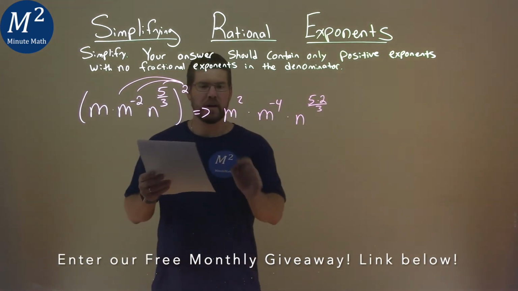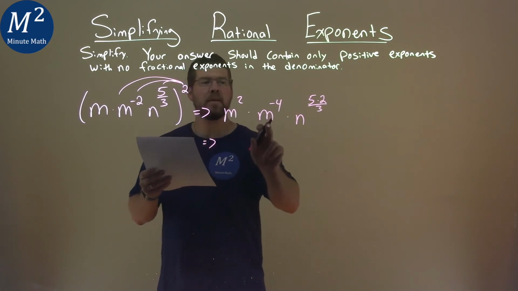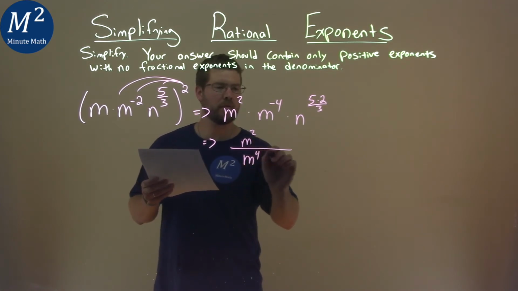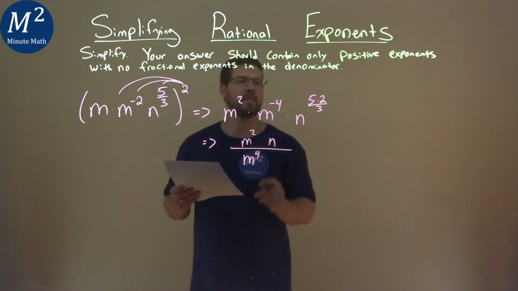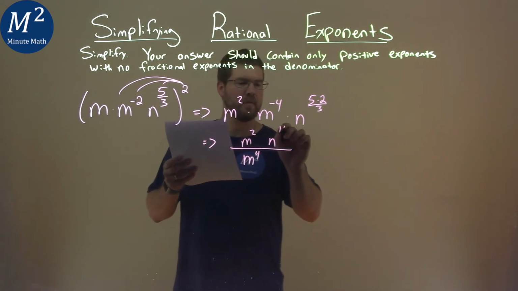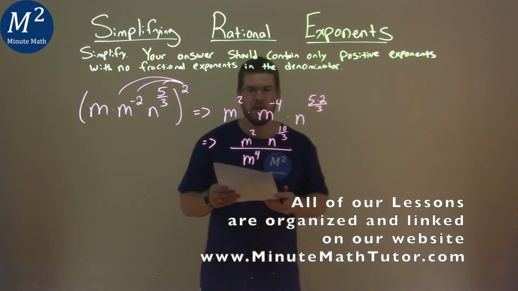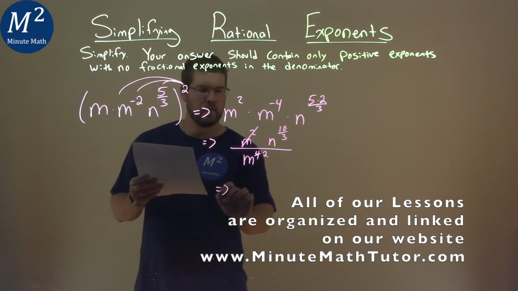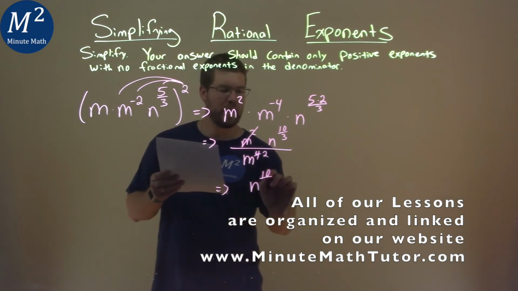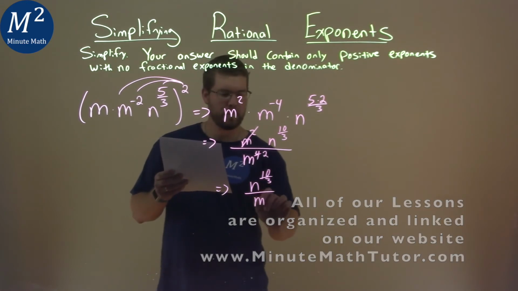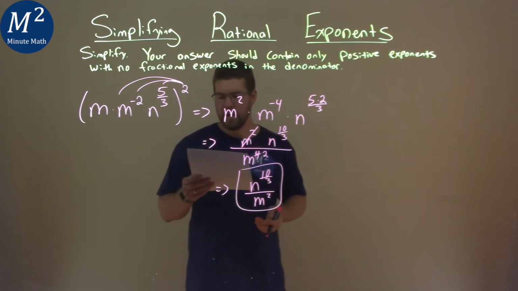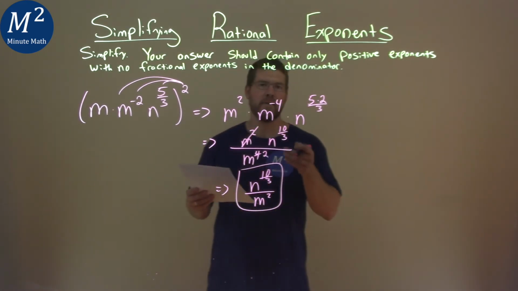Keep on simplifying here, okay? m to the negative 4 goes to the denominator, so we have m squared over m to the 4th, and then we have n here being multiplied, and 5 times 2 is 10. So we have 10 over 3 here. Well, let's go simplify. m squared divided by m to the 4th, that cancels out, and we just have m squared here in the denominator. And so we have n to the 10/3 power in the numerator, m squared in the denominator. And so our final answer here, can't really simplify anymore, is n to the 10/3 over m squared.